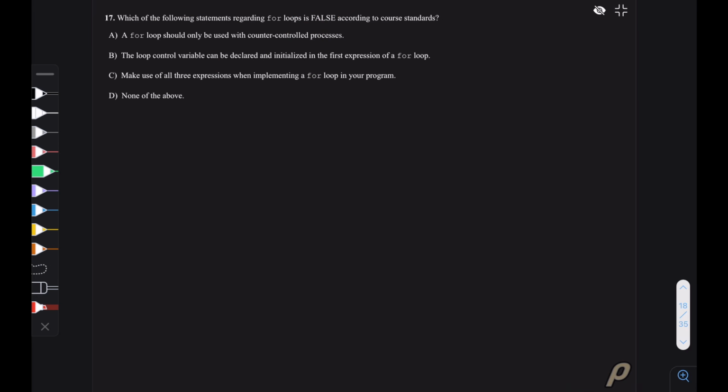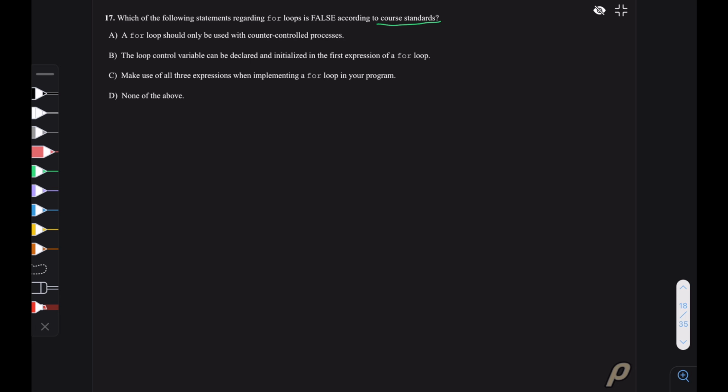Okay, so question number 17 is another true-false type of question. It's asking us, which of the following statements regarding for loops is false according to core standards? That's an important note here, core standards. These may be legal, but not in the CS159 world. So make sure we keep that in mind.